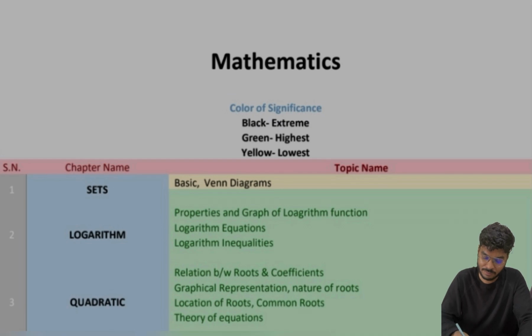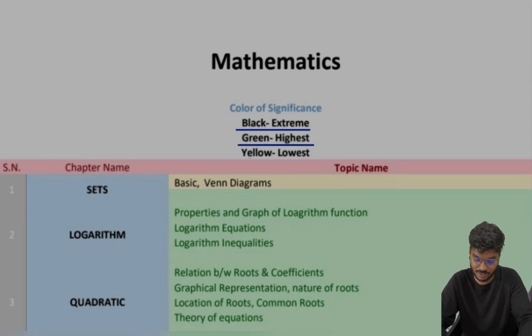I describe the color of the significance: black colors are extremely important. You cannot leave these things in the revision point of view. The green color, of course you should revise again. The yellow color, in the revision time maybe you can skip these things. They will not ask questions directly from these things, or they are deleted from the JEE Mains syllabus.